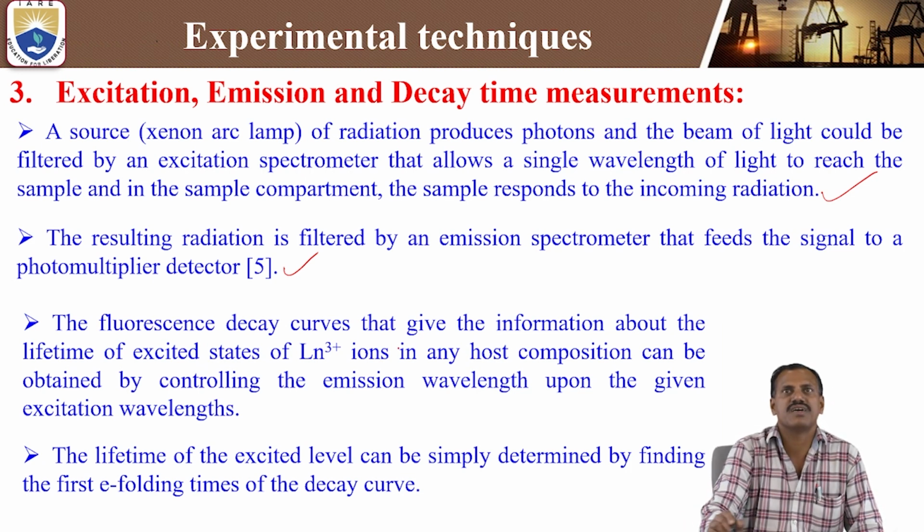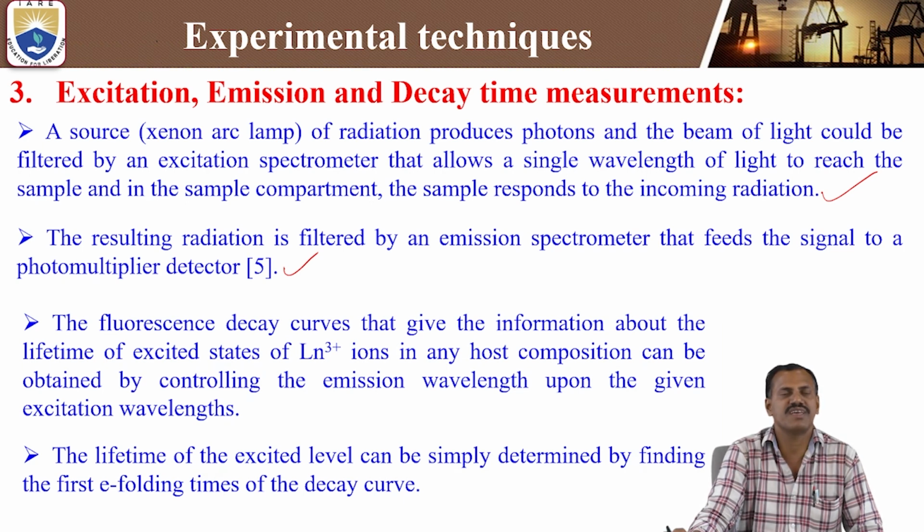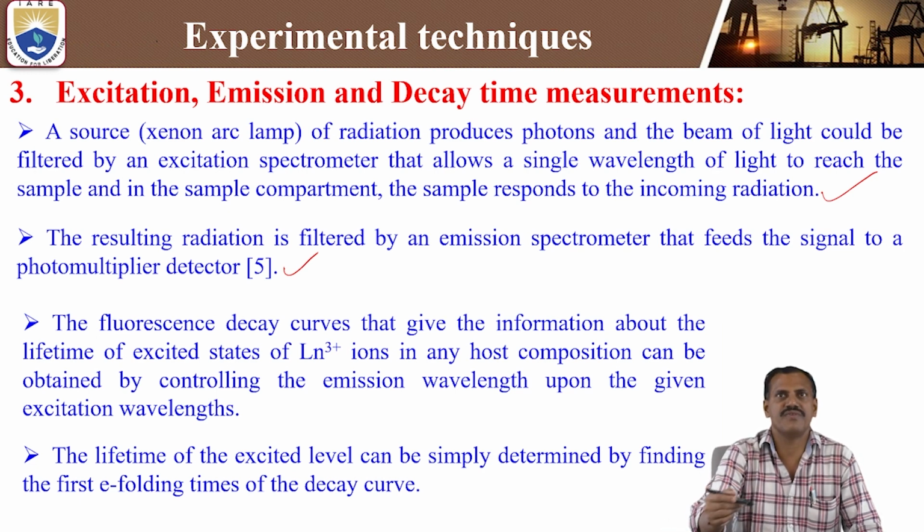The fluorescence decay curves, which give information about the lifetime of excited states of lanthanide 3+ ions in a host composition, can be obtained by controlling the emission wavelength upon a given excitation wavelength. This mainly depends on the excitation wavelength and emission wavelength. If you want to measure fluorescence lifetimes for different lanthanide ions, we can choose which wavelength to use for excitation, and at the same time in which emission we need to measure the lifetime. Different emission wavelengths will be there, so as per our requirement we can choose the emission wavelength. At the same time, the pumping wavelength can also be tuned as per your requirement.